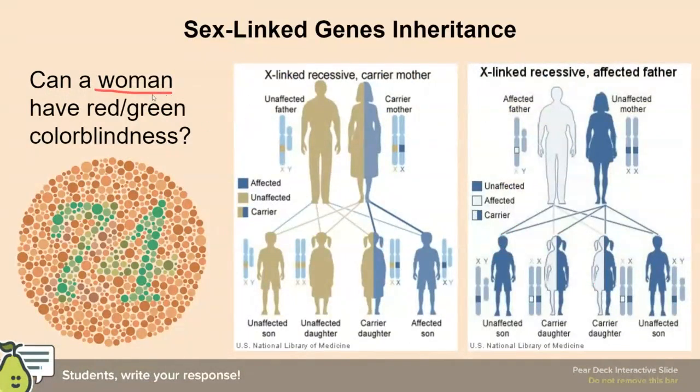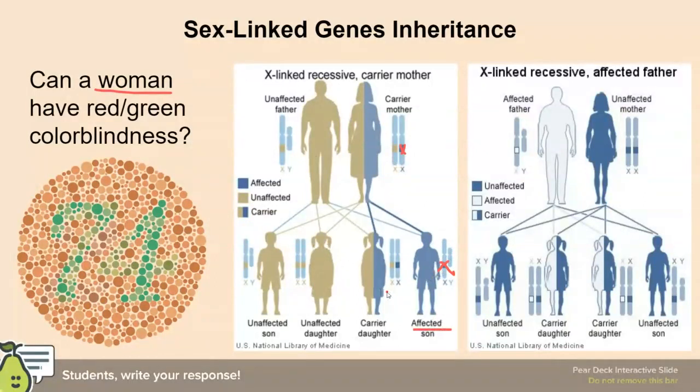This question says, can a woman have color blindness? Well, if we look at this, this is an X-linked recessive carrier mother. So the mother has one of the traits right here on her X chromosome. The male does not. So 50% of the offspring might be male. So they're going to inherit the X chromosome from the mother and the Y chromosome from the father. So that means there is a 50% chance that he will inherit this chromosome, which this child did. And since he only has one chromosome, he is affected.